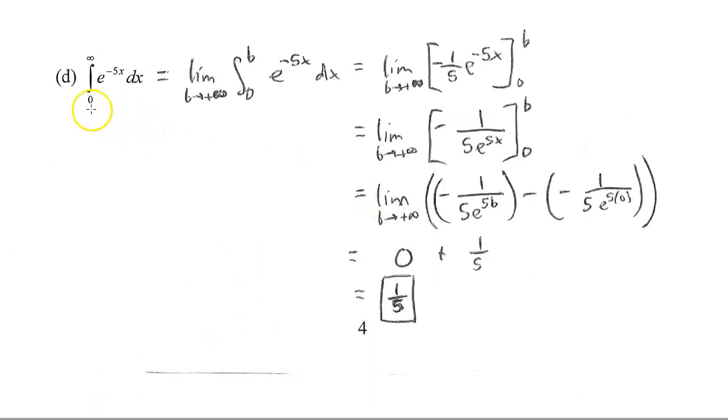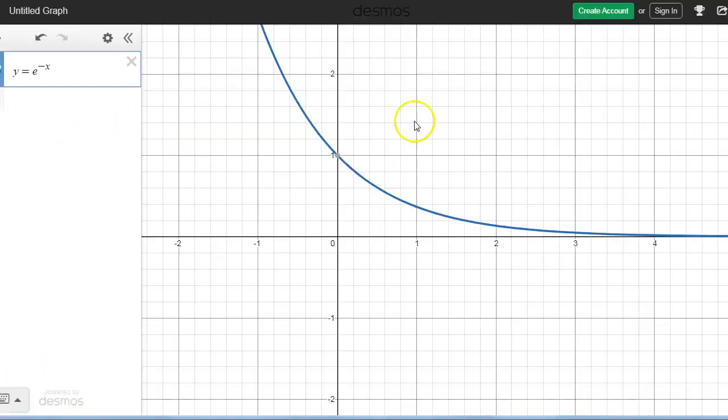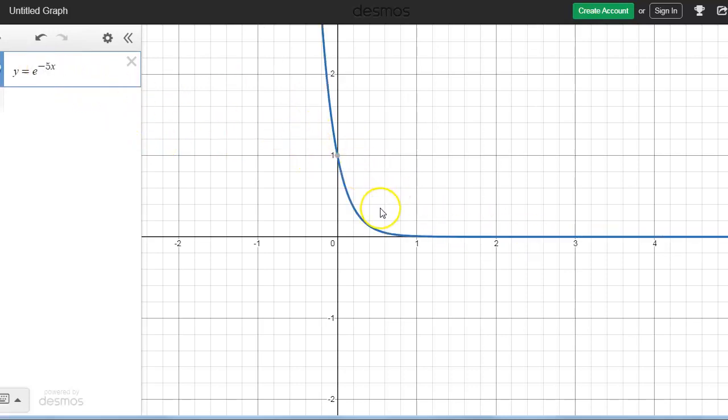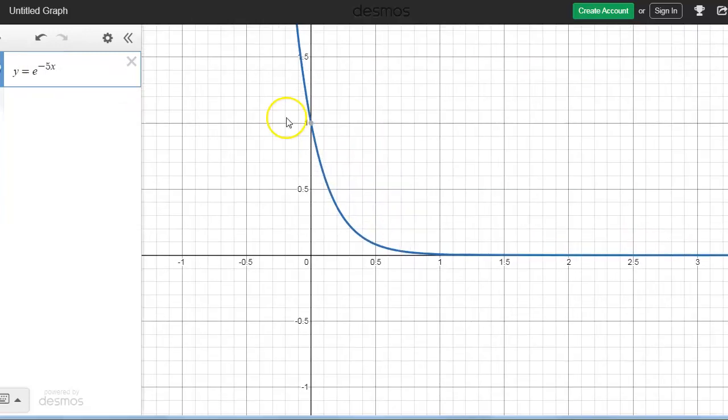Okay, let's look at another example. What if we integrated from 0 to infinity of e to the negative 5x power? Well, e to the negative x looks like this, so e to the negative 5x looks something like this. The question is, what's the area underneath this curve from 0 all the way out to infinity? Notice this gets down to the x-axis pretty fast. Now, it never actually touches the x-axis, but it gets closer and closer to the x-axis really, really fast. So what's this total area underneath this function? Is it a finite area or is it an infinite area?